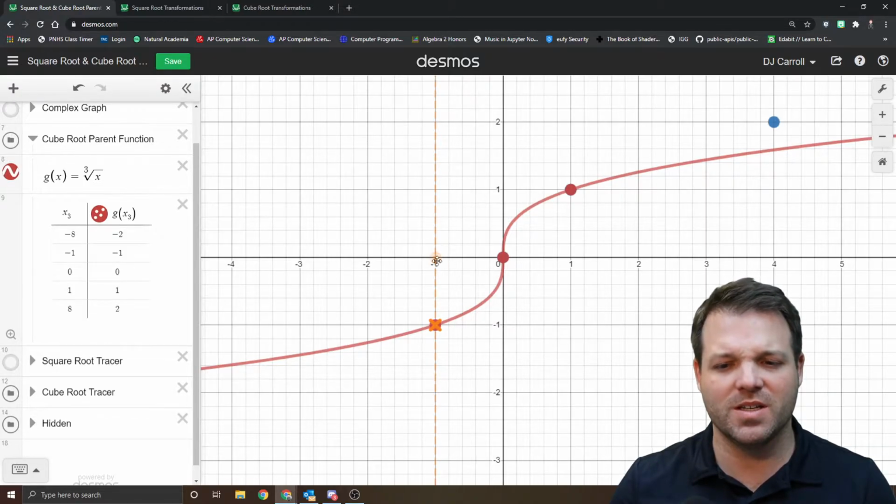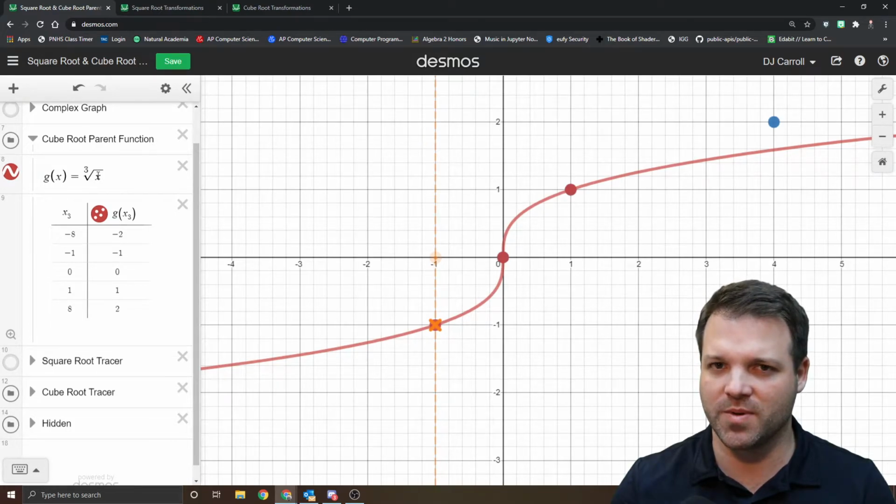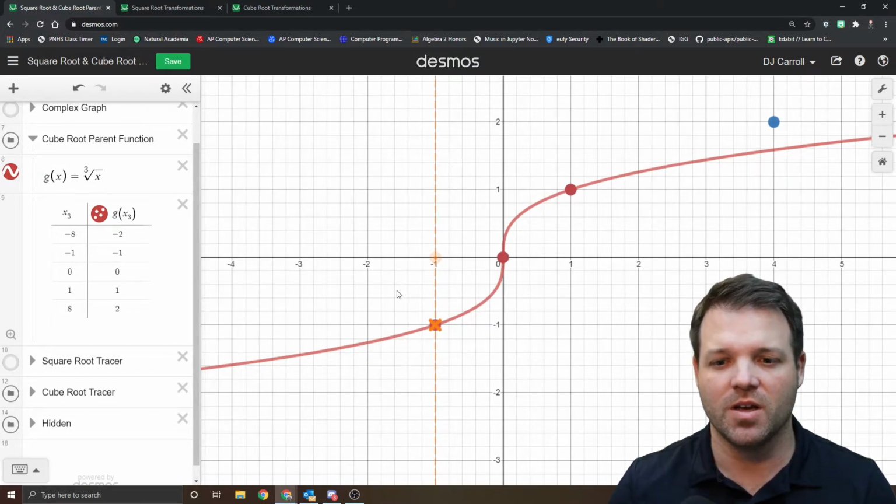If I'm plugging in -1, that is the cube root of -1. In other words, what number multiplies by itself 3 times to get to -1? Well, that's just -1. -1 times -1 times -1 is -1.